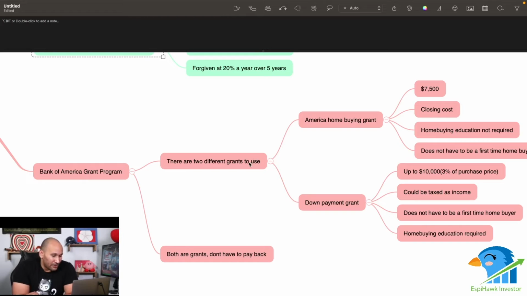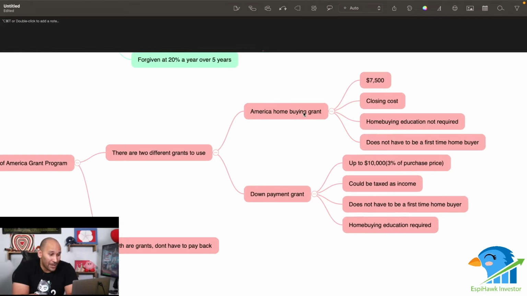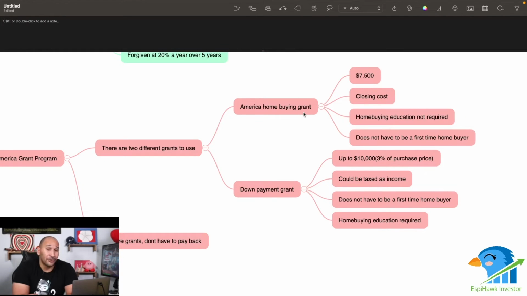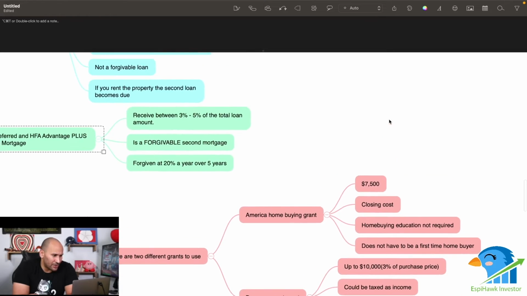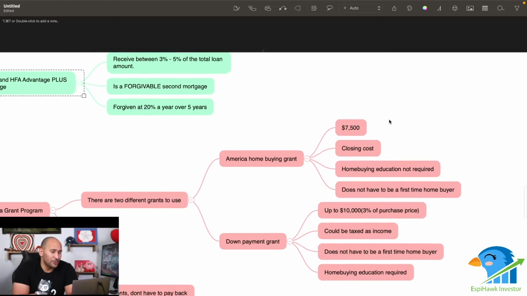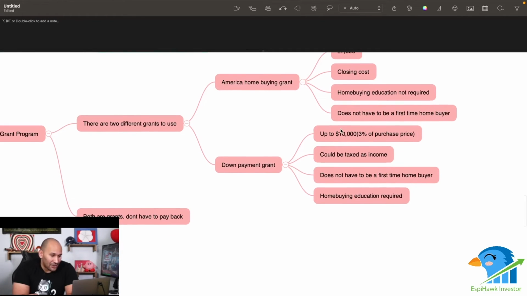So there are two different grants that they have available. Now, these two, you do not have to pay back. One is specific for closing costs and one is for the down payment. So the first one, the American Home Buying Grant, is for closing costs. They give you up to $7,500 to cover that closing cost. You do not have to complete the educational class. For these Florida ones, it didn't say whether you did or didn't, but I would assume you do. Most of them you do. Just keep that in mind. And you do not have to be a first-time home buyer. It specifically says it on this one.